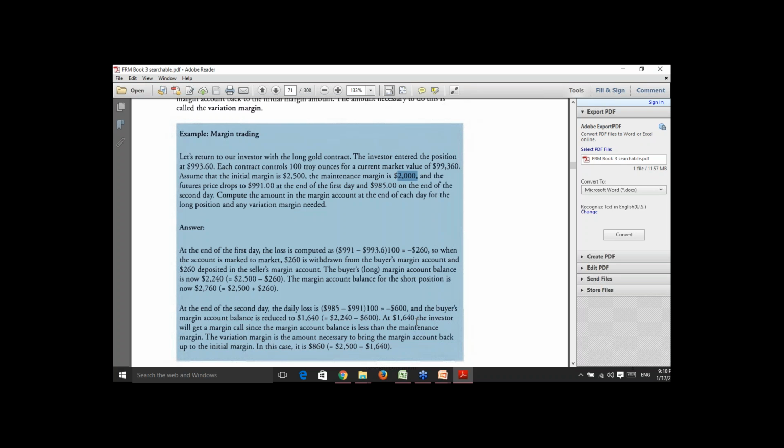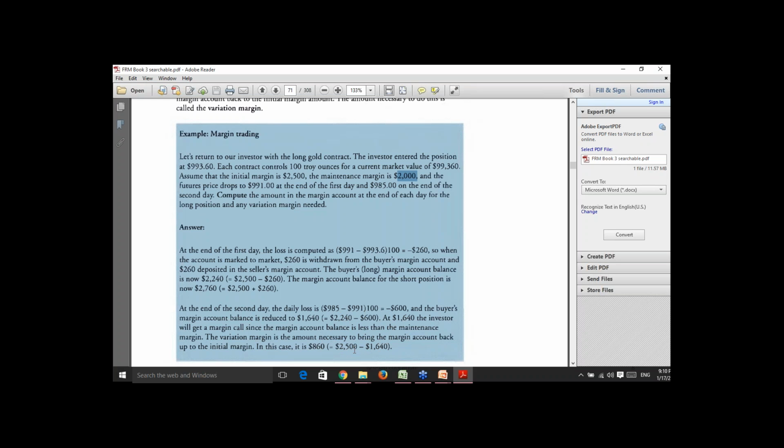Okay, so at 1640 the investor will get a margin call, since the margin account balance is less than the maintenance margin, and the variation margin is the amount necessary to bring the margin account back to the initial margin. So how much do you need to bring it back to 2500? 2500 is the initial margin level. We have to figure out the difference between your current margin balance of 1640 and the required initial margin of 2500. So you have to bring $860 from your bank to your trading account to carry on the position.